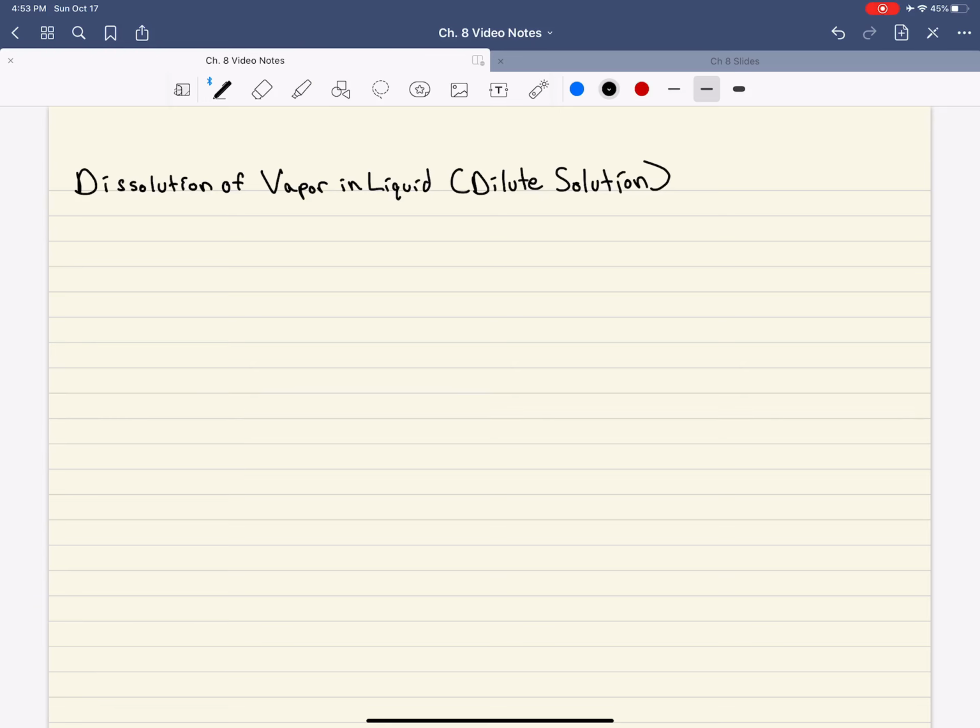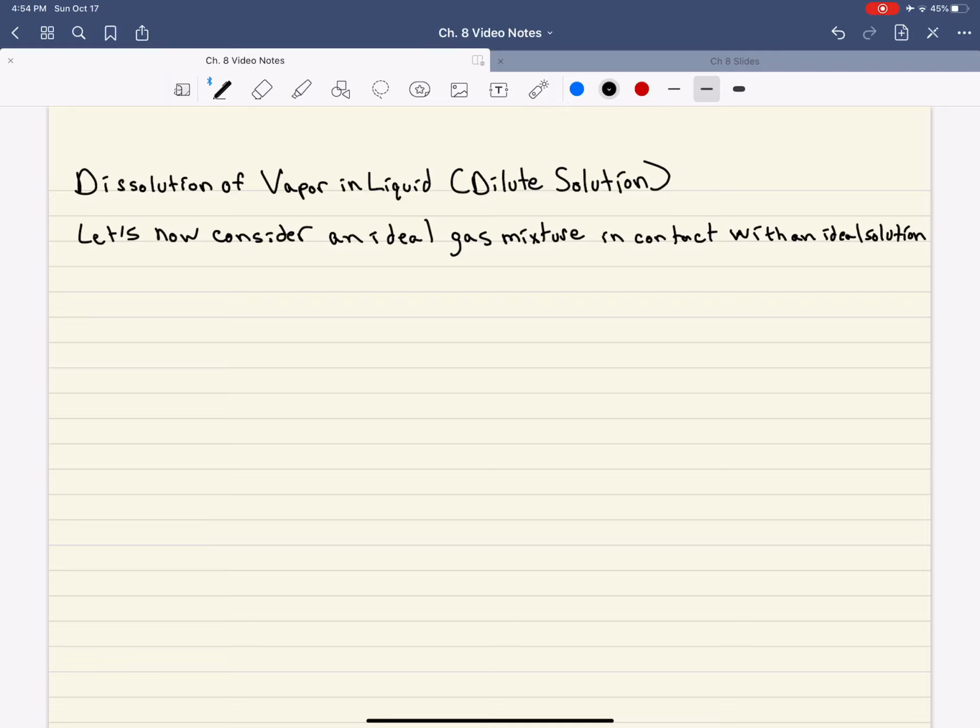Now that we've established frameworks for analyzing both ideal solutions and ideal gas mixtures, what we're going to do now is look at the case where we have an ideal gas mixture in contact with an ideal solution. Consider a mixture in contact with an ideal solution.